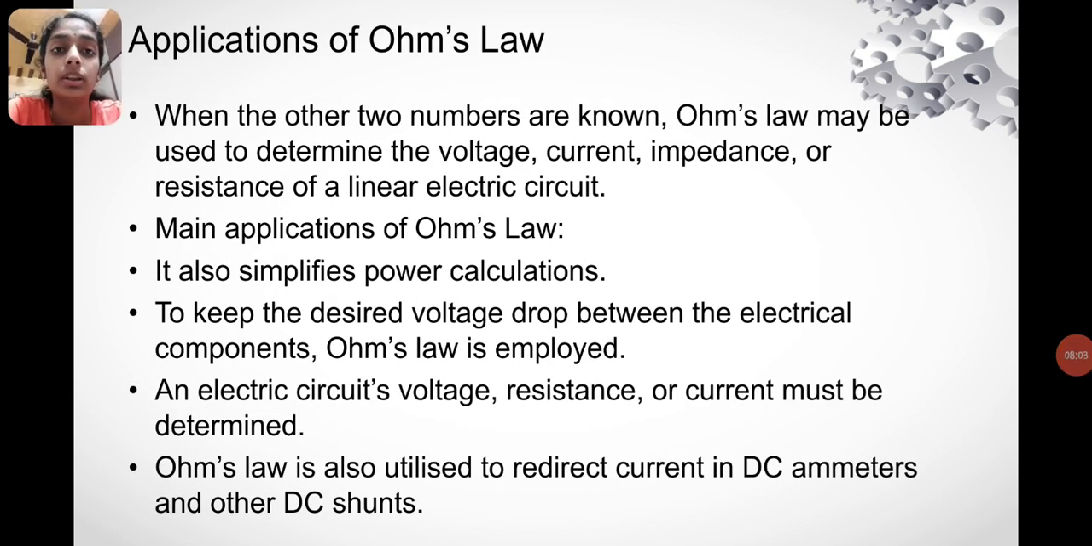Applications of Ohm's law. When the other two numbers are known, Ohm's law may be used to determine the voltage, current, impedance or resistance of a linear electrical circuit. Main applications of Ohm's law are: it also simplifies power calculations. To keep the desired voltage drop between the electrical components, Ohm's law is employed. An electrical circuit's voltage, resistance or current must be determined. Ohm's law is also utilized to redirect current in DC ammeters and other DC shunts.